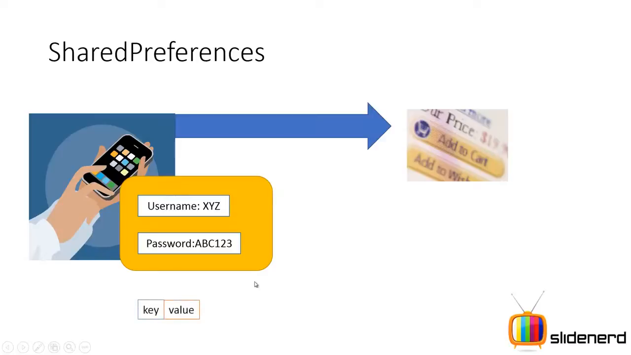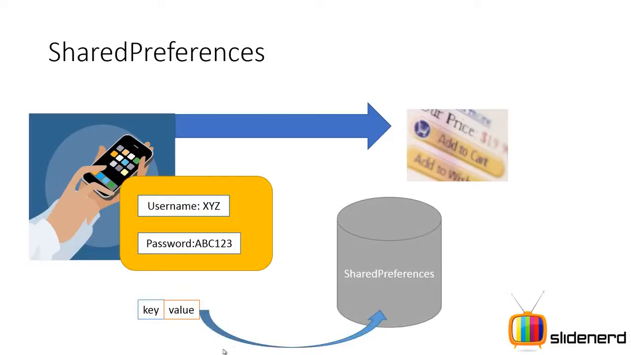In this situation, if you notice, it is something like saying username equals XYZ, where username is something called a key, and this XYZ becomes the value of that key. And the same way you can say password equals ABC123, where password is a key and ABC123 becomes the value for that key. So this is what is known as a key value pair. It's like a couple. You have two things. So you want to store this kind of data in shared preferences.